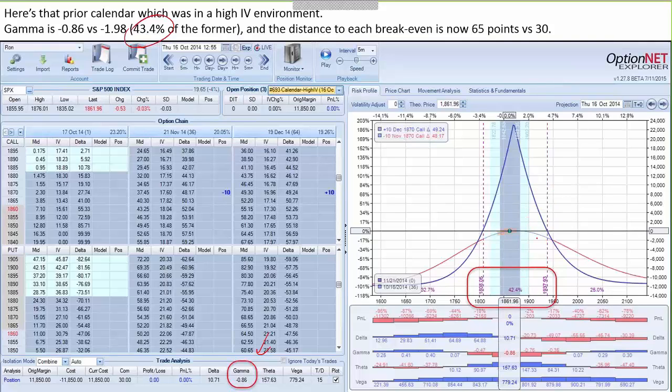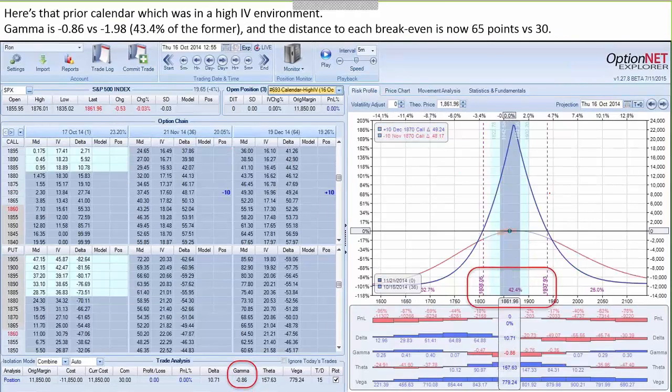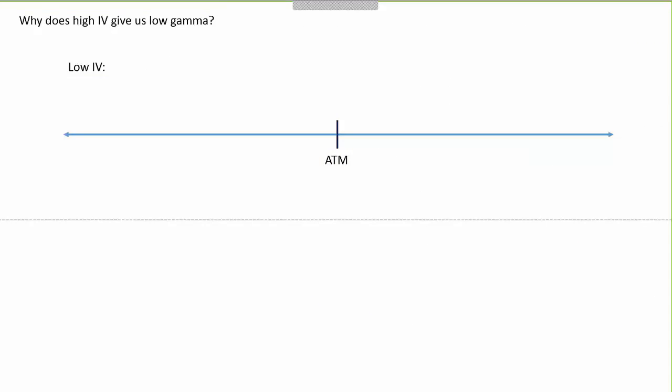Now notice the expiration is the same. I've basically done, if I go back, it's roughly the same. I got as close as I could, 38 versus 36 days. One is low IV, one is high IV, but the calendars look completely different. Why? Well, let's look at that. Why does high IV give us low gamma and vice versa? High IV, low gamma, low IV, high gamma. But let's try and understand that.